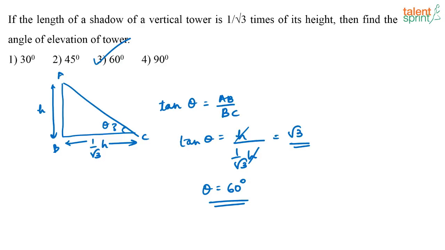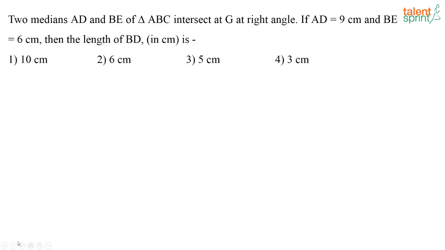Murli, is it clear? You have given the answer as 30 degrees. See, tan 30 is 1 by root 3 and tan 60 is root 3. Yes, but here we are getting tan theta is equal to root 3, no Murli. So theta is 60 degrees. Next.